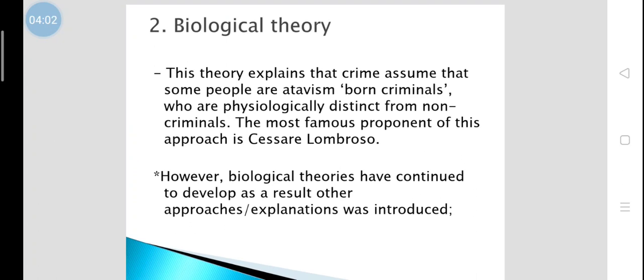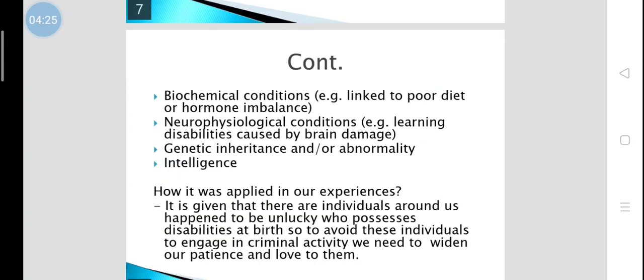And then another one is biological theory. This theory explains that crime assumes that some people are atavists, born criminals, who are physiologically distinct from non-criminals. The most famous proponent of this approach is Cesare Lombroso. However, biological theories have continued to develop as a result, and other approaches or explanations were introduced.